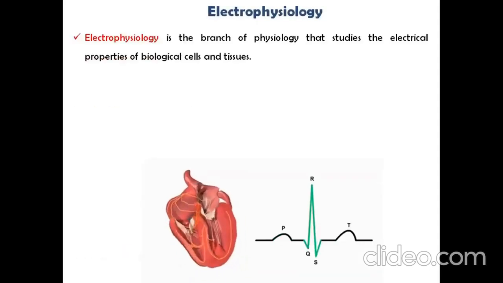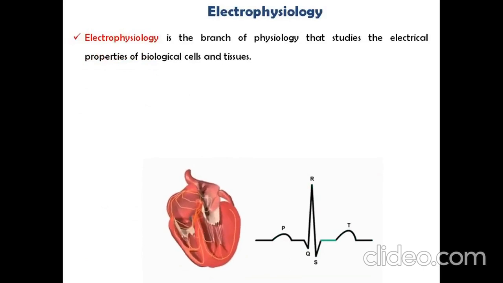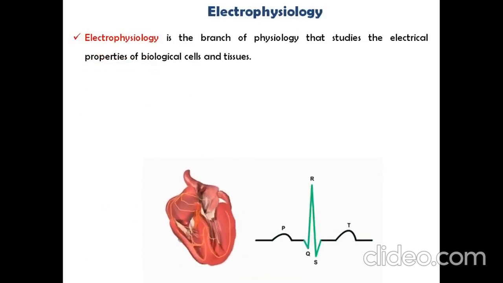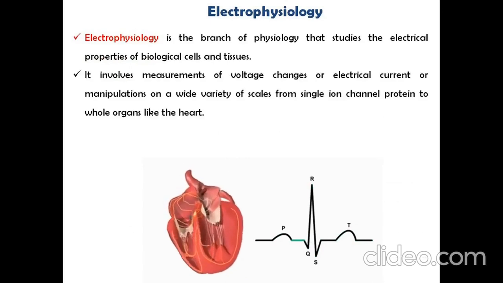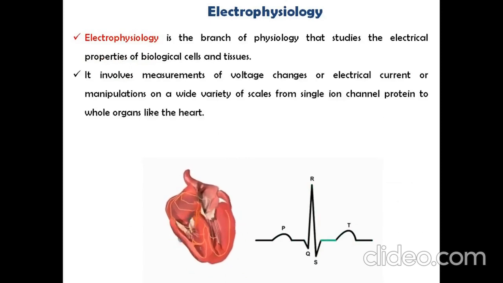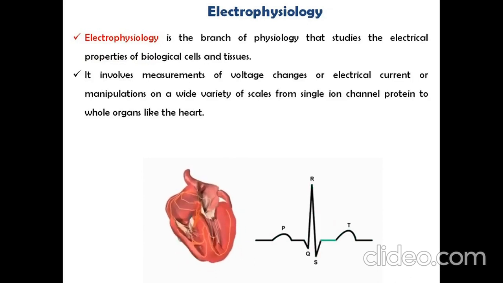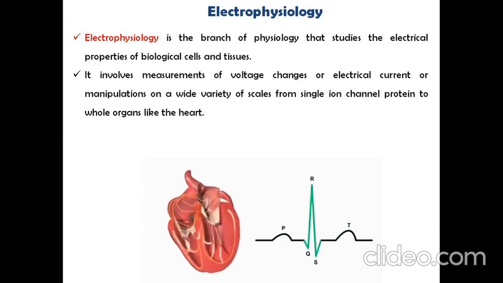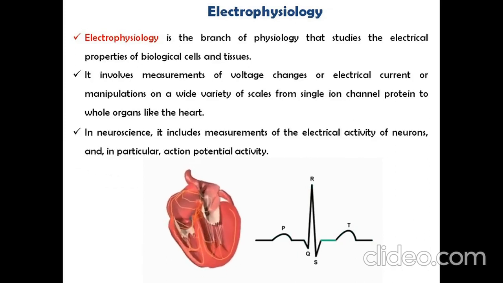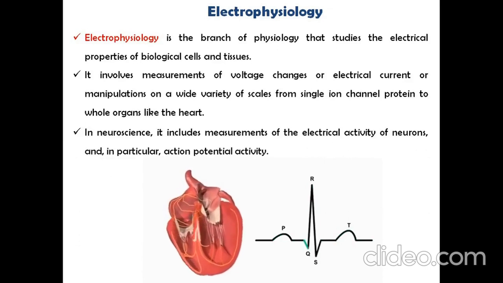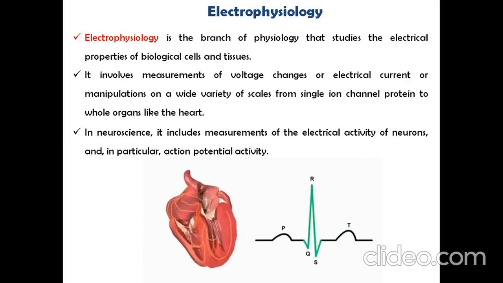Next one is electrophysiology. Electrophysiology is a branch of physiology that studies the electrical properties of biological cells and tissues. It involves measurement of voltage changes or electrical current, or manipulation, on a wide variety of scales from a single ion channel protein to a whole organ like the heart. In neuroscience, it includes measurement of the electrical activity of neurons and in particular action potential activity. Next one is the action potential.